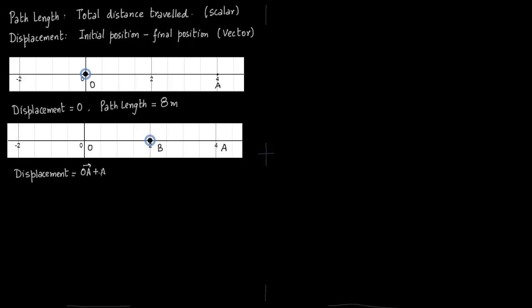You can either say OA vector plus AB vector, or OA vector minus BA vector, because AB vector is equal to minus BA vector, and that's how you get 4 minus 2, which is 2 meters. On the other hand, the total path length is 6 meters. You have 4 plus 2 as 6.